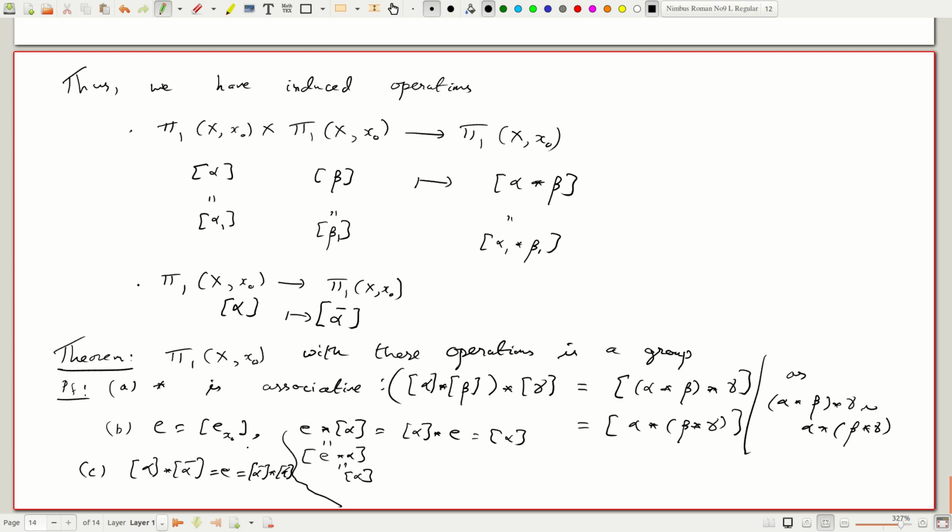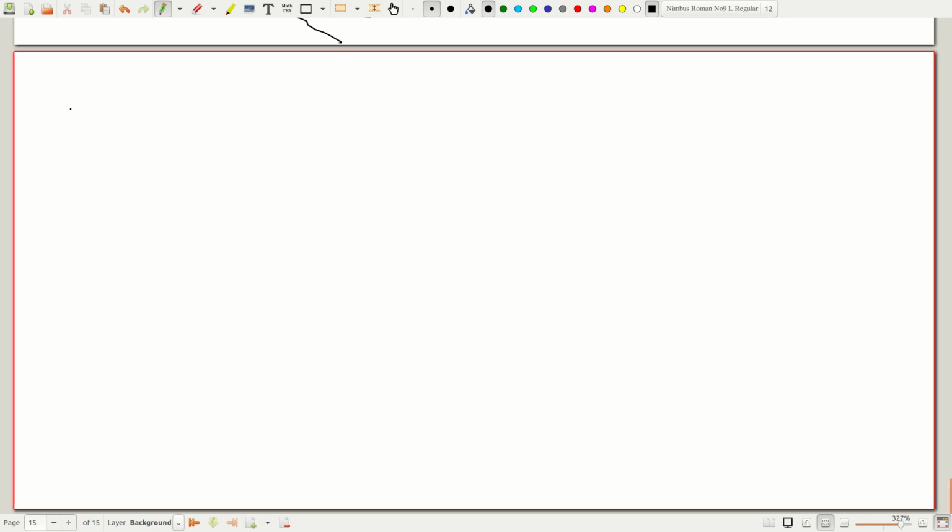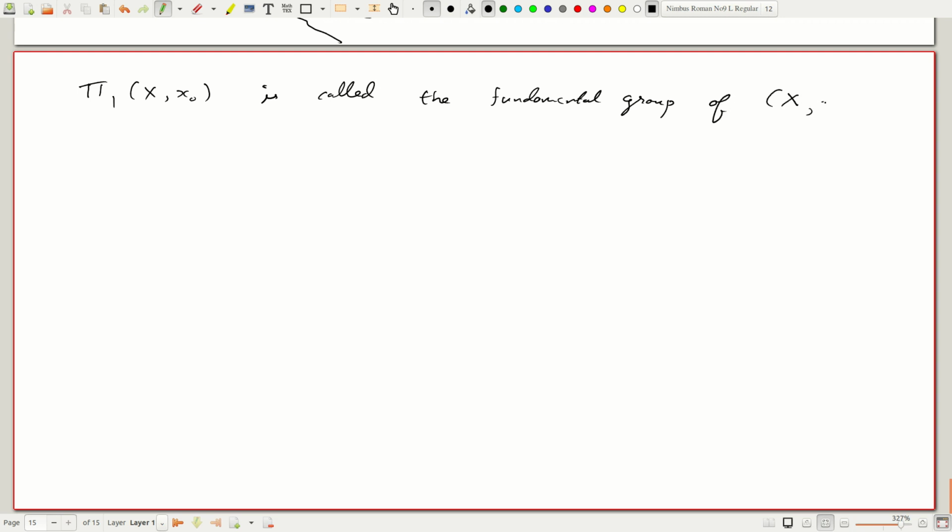So this is wonderful. We finally have a group. We call this the fundamental group. Before we go to the functoriality, we'll just take one example. Let me just emphasize pi 1 of X, x0 is called the fundamental group. It's not the fundamental group of the space X. That would not be correct. It's correct to say it's the fundamental group of X with a base point x0, because it will depend on the base point. So this is the key term, fundamental group of X, x0.